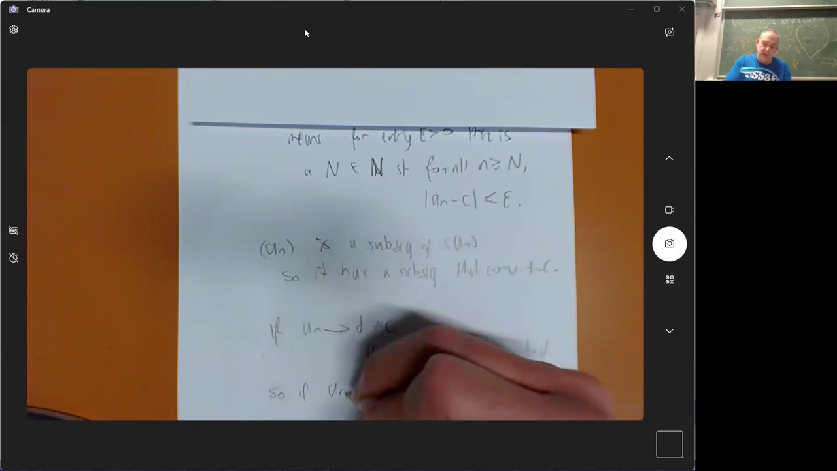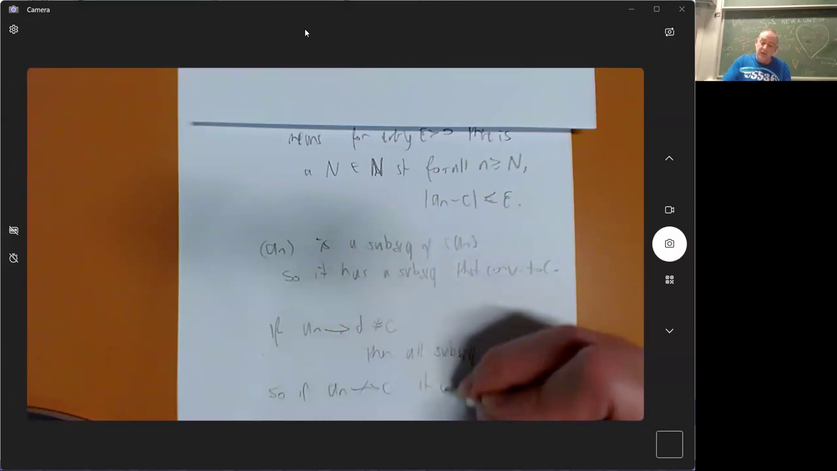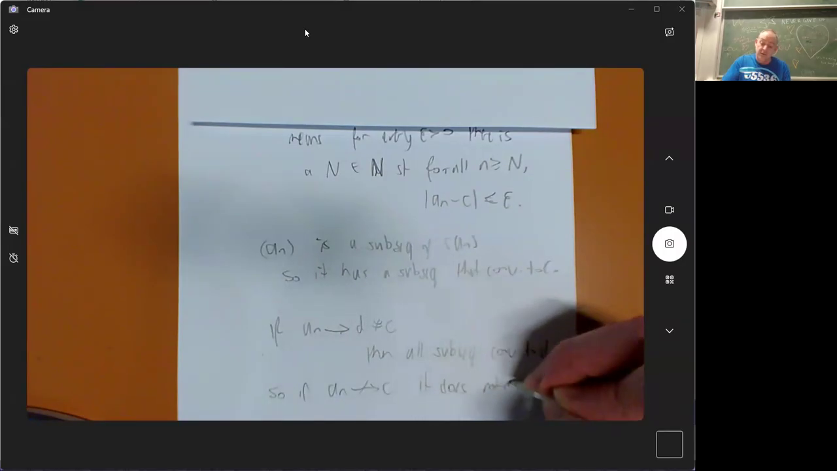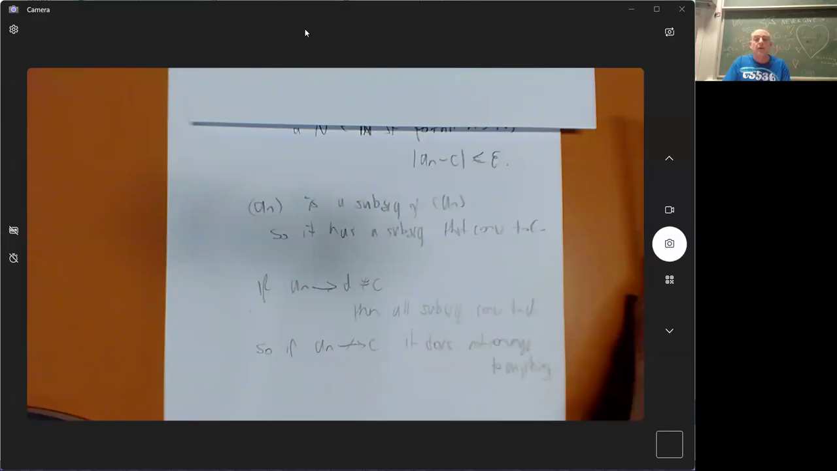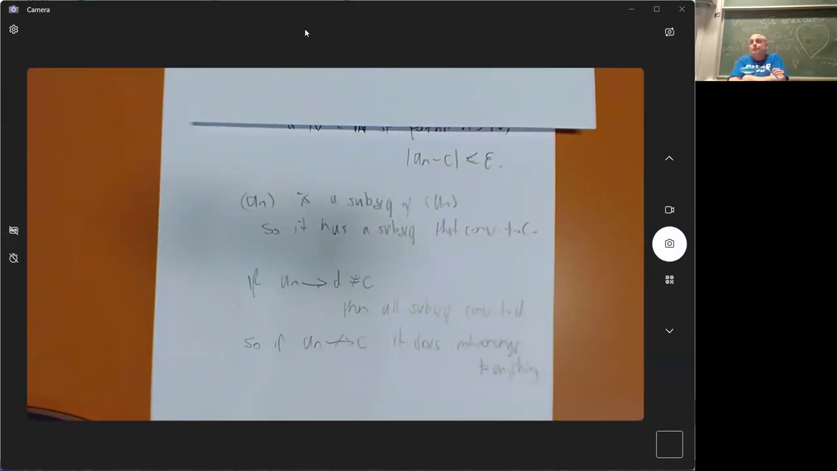So if a_n does not converge to C, it does not converge to anything. Which means it can't be bounded. Does it? No. You can be bounded and still not converge because you could flip back and forth. But there is no number for which everything after that point is closer than that. Oh, this one's tough. No wonder you asked me.